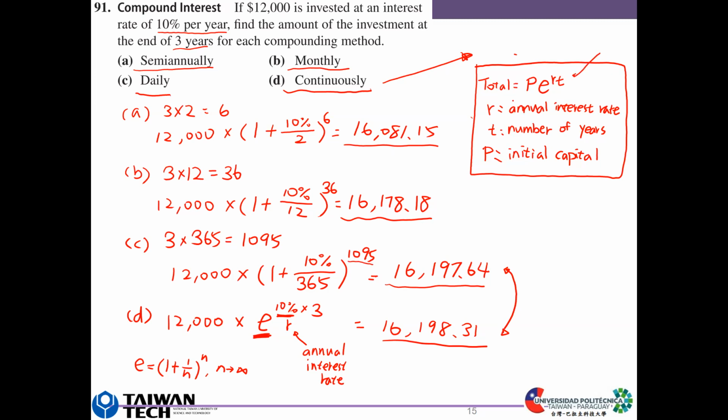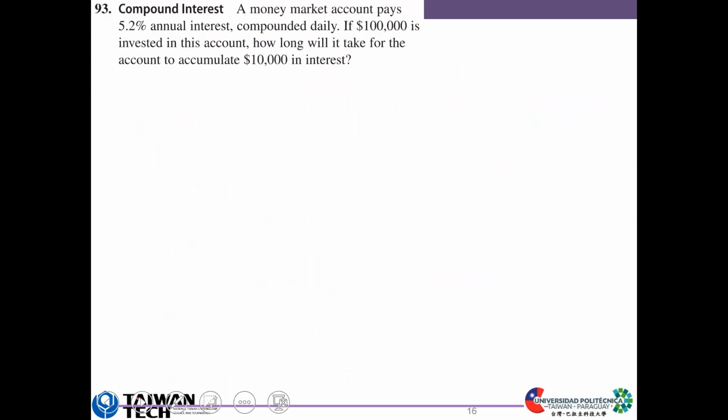Okay, so these are 4 types of compounding methods. And if you want to know the proof of this continuous compound formula, please look at the textbook. Okay, it has the full proof of it, but we don't explain this in the review. Okay, so let's look at the next problem, problem 93. It is also compound interest.